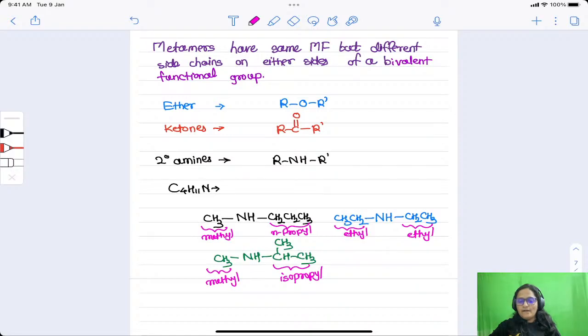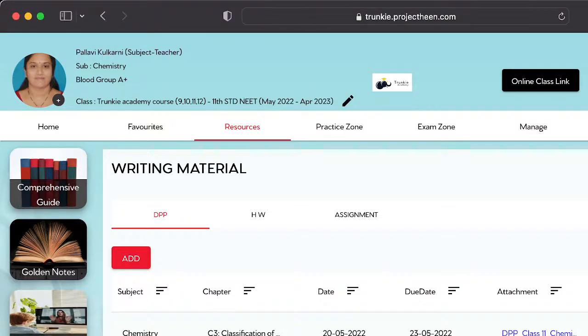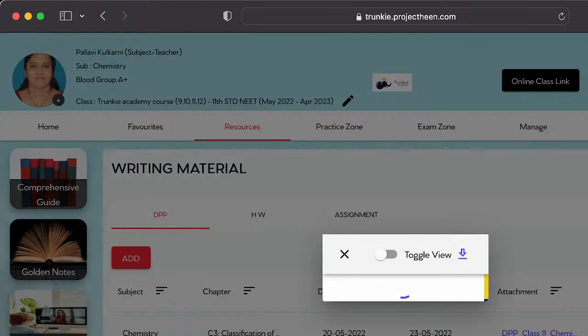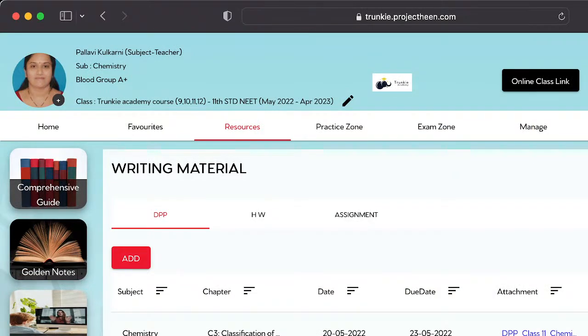And then I'll show you the DPP now, that is daily practice problems. I hope you are able to see the DPP. This is a teacher's portal, so similar will be your portal. Here you go to the resources, then to the writing material, then you will be able to see the DPP over here. It has some questions in it. You are going to download this DPP, solve it on any blank paper, take a picture and upload it on the portal. This is how I will evaluate and let you know the comments and suggestions in those solutions.